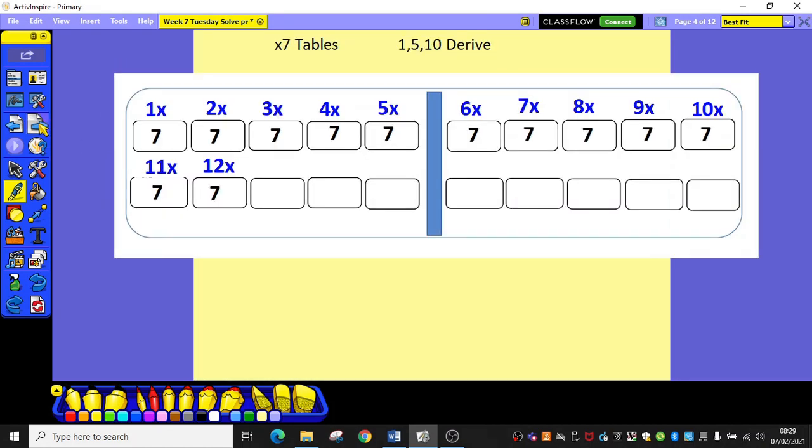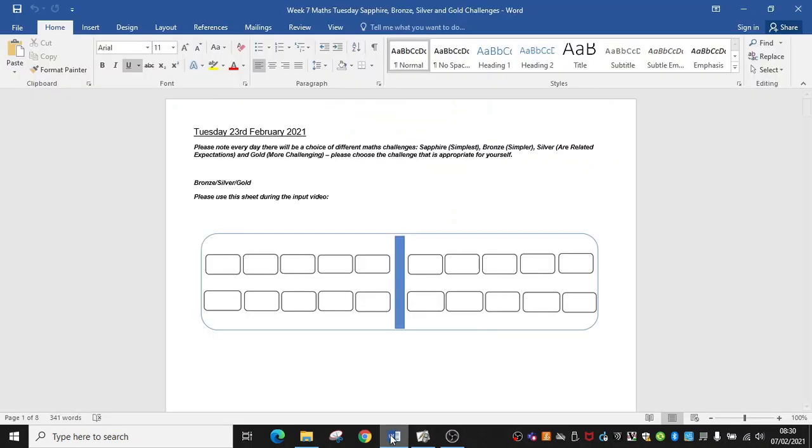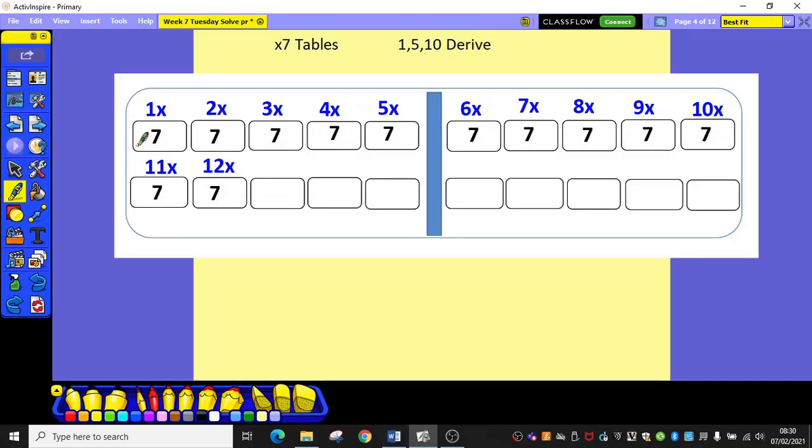So, similar to yesterday when we did the 6s, on the very first sheet of your worksheet, you've got a copy of this grid, and I'd like you to pause the video in a moment and write out 7 12 times, and then I'd like you to put 1 times and 2 times at the top. Pause the video now, please.